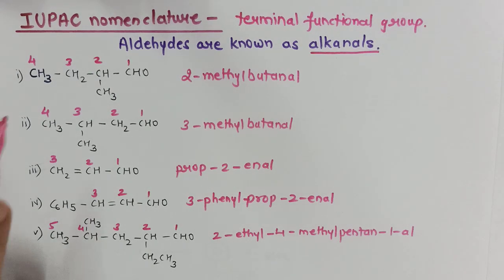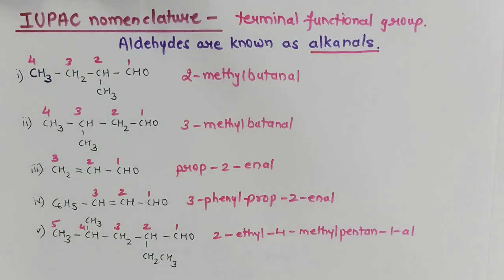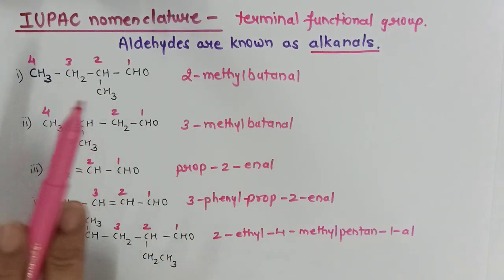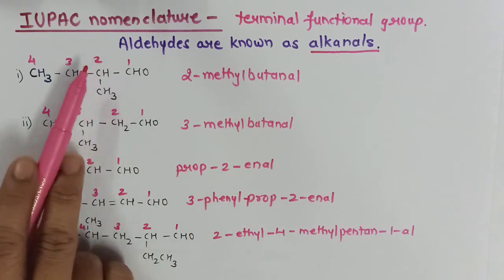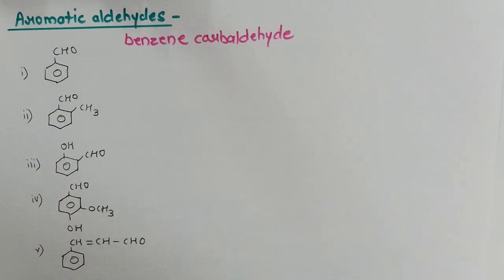As you have seen, when I was solving these examples, I have given the numbering. In your board exams also, IUPAC nomenclature is one of the sure questions. So whether you are supposed to write the name from the formula or the formula from the name, it is always better you give the numbering so that your answer becomes very specific.